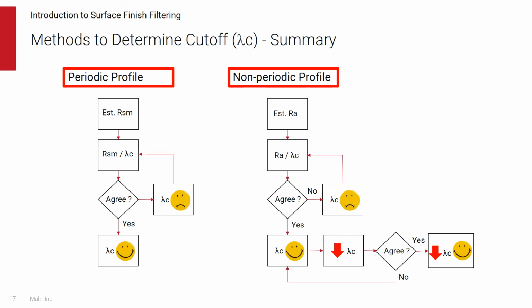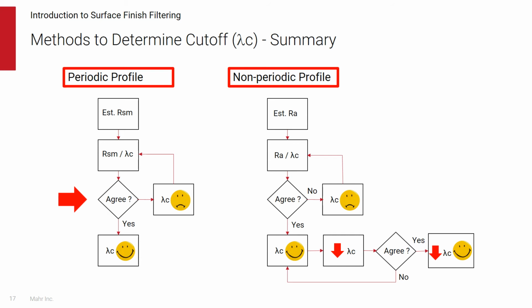A graphic summary is provided to help visualize this process. For a periodic profile, estimate the RSM parameter. Locate the correct cutoff from the standards table that correlates to the estimated RSM value. Measure a profile and filter using the cutoff from the table to determine a measured RSM value. Verify that the new RSM value correlates with the selected cutoff in the table.